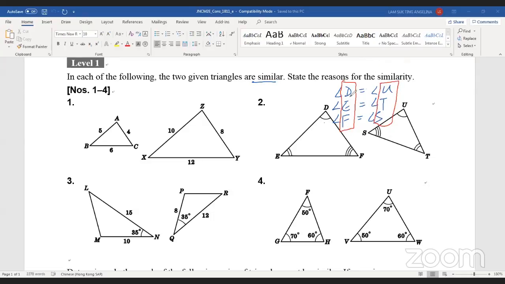Therefore, it means you have DEF, then the other one should be UTS. Therefore, in this case, you know, triangle DEF is similar to triangle UTS, and the reason is AAA.